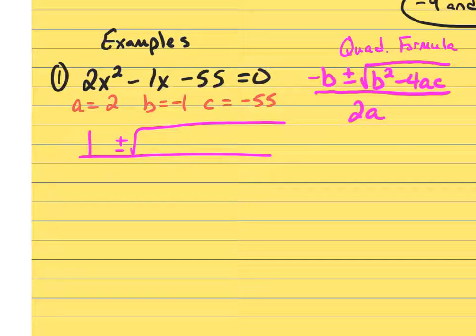Now it says b squared. What am I going to put instead of b squared? -1 squared, and I always put my -1 in parentheses. That way I don't make any mistakes when I type it into my calculator. So -1 squared minus 4 times a, and my a value is 2, times c, and my c value is -55, all divided by 2 times a, and again my a value is 2.